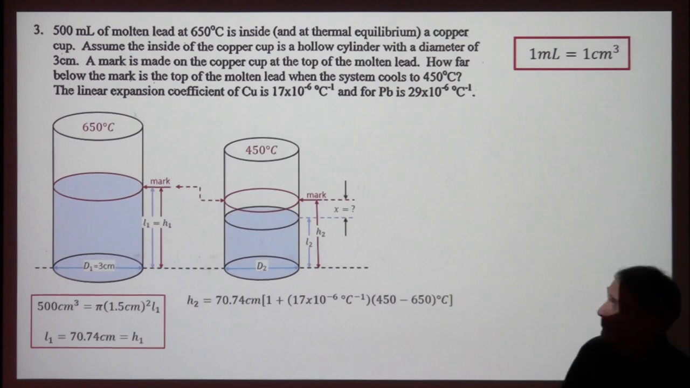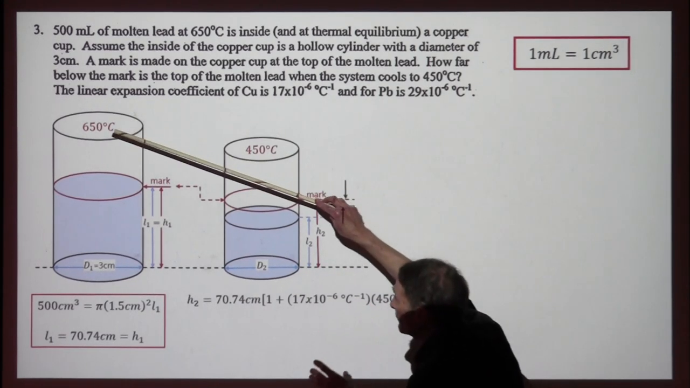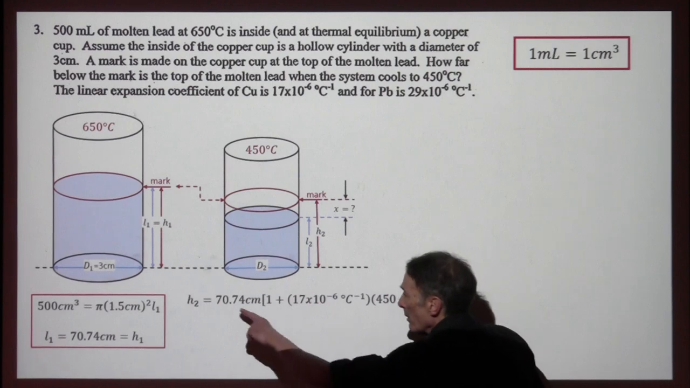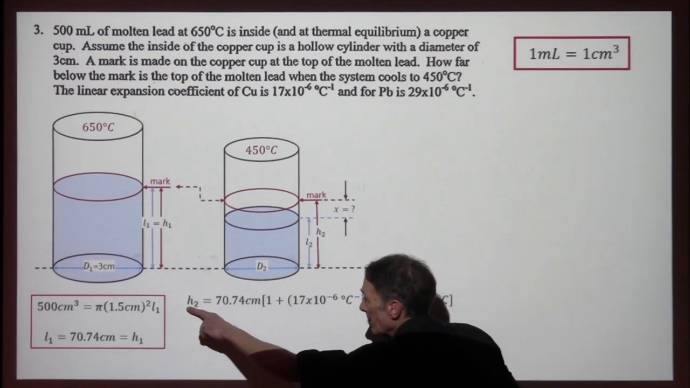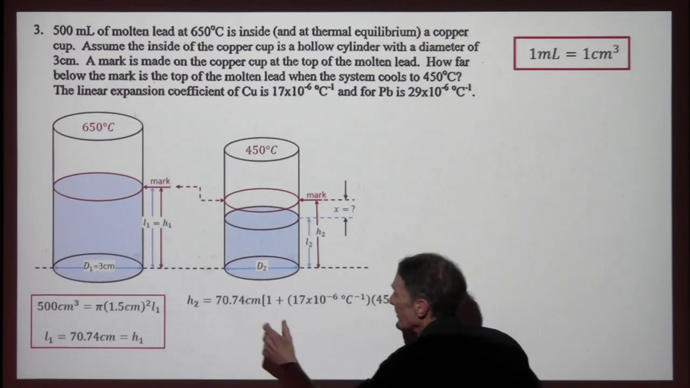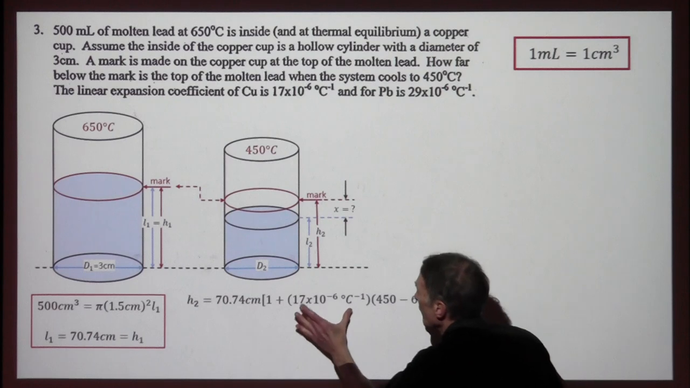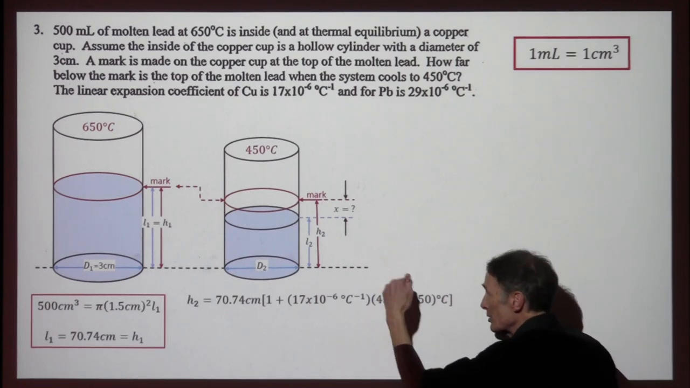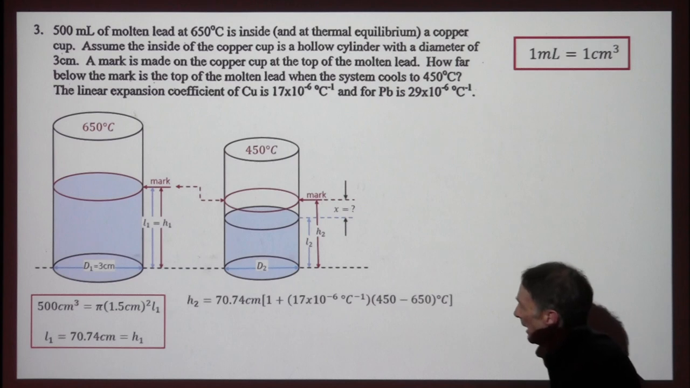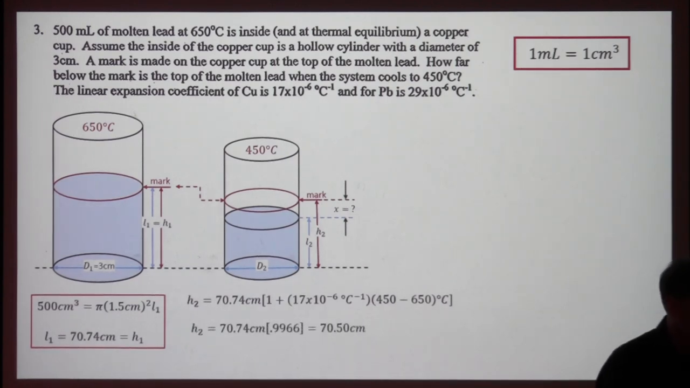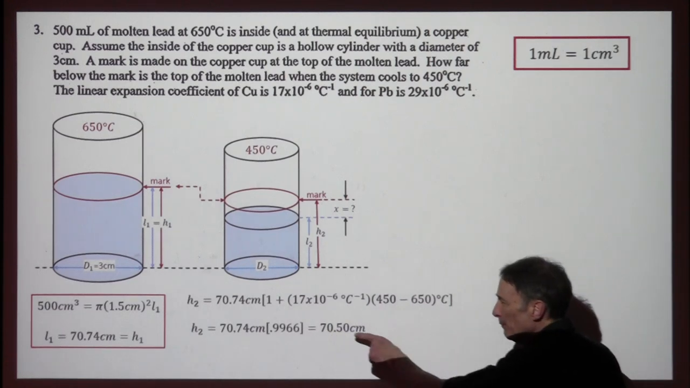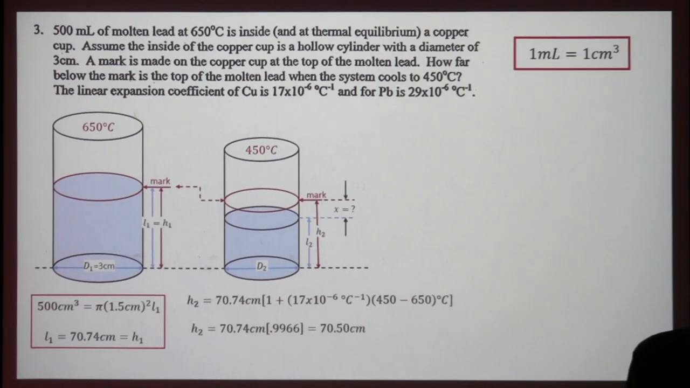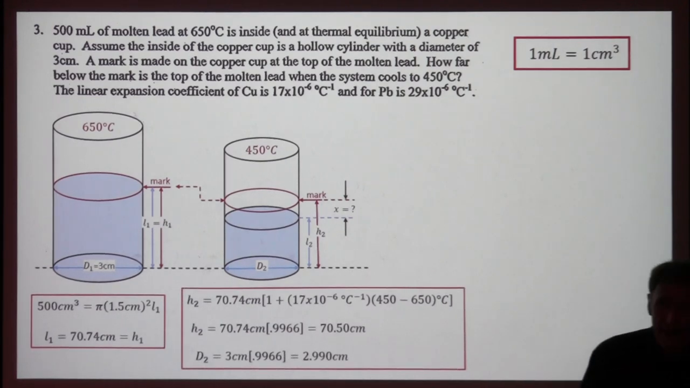Then, of course, that height of the mark, when we cool it from 650 down to 450, is going to shrink. And here's where I want to use my linear expansion. That height is going to be the original height times 1 plus the alpha for the copper, times the change in temperature, final minus initial. So this is negative, it's going to get smaller, and come down. We can do the math here, and it comes down to 70.5, so it's only dropped about a quarter of a centimeter from where it was. Okay, so always be looking at these things and asking yourself if they're somewhat making sense.